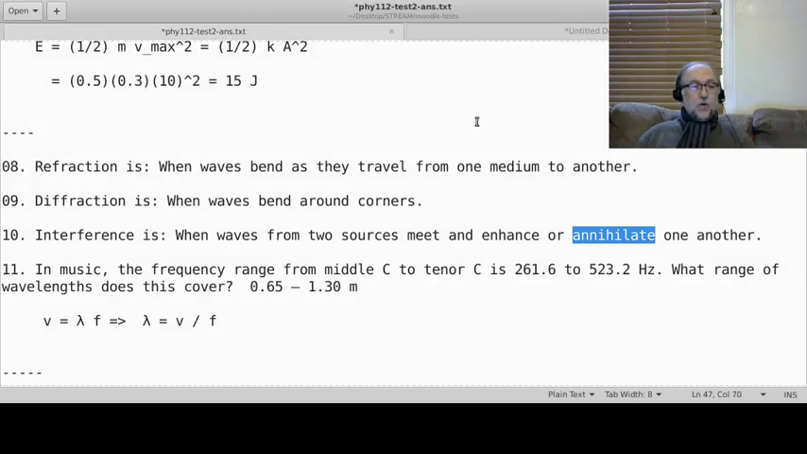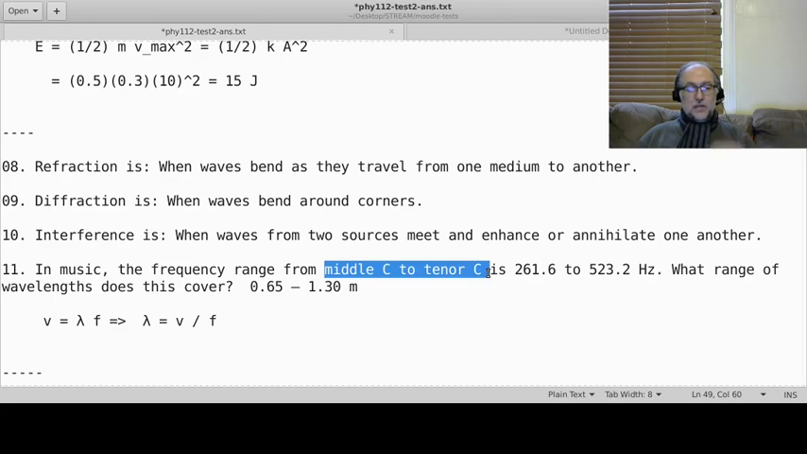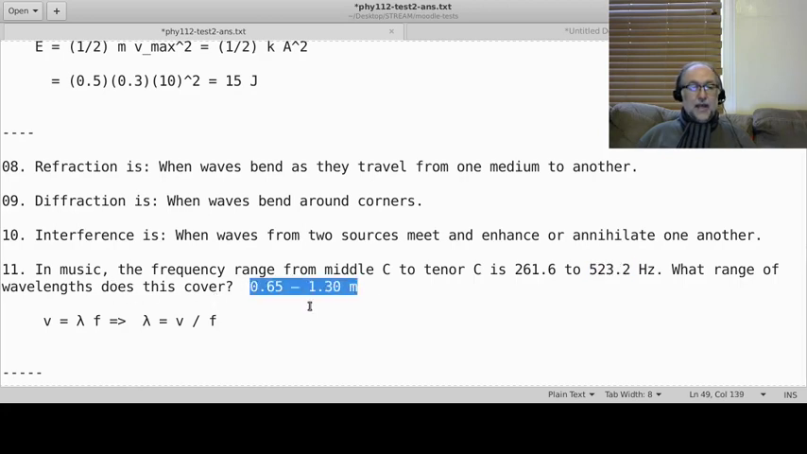Okay, and so the next question was to make use of the wave formula v equals lambda f. Okay, so I tell you that in music you have a frequency range from middle C to tenor C, which is the next octave up. And middle C is at 261.6 hertz, and tenor C is at 523.2 hertz. And I want to know the range of wavelengths this covers. And it turns out that the answer is 0.65 to 1.3 meters. How did I obtain that?